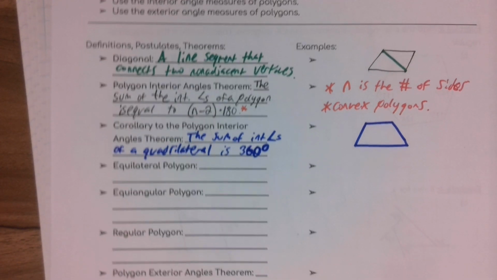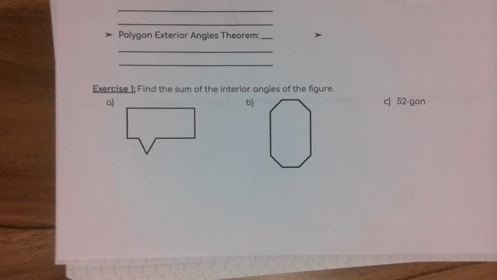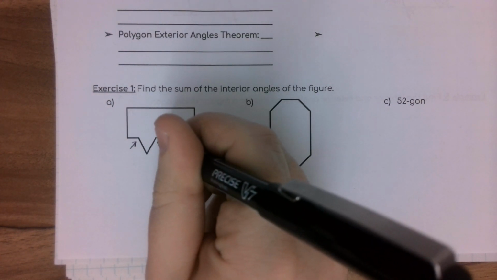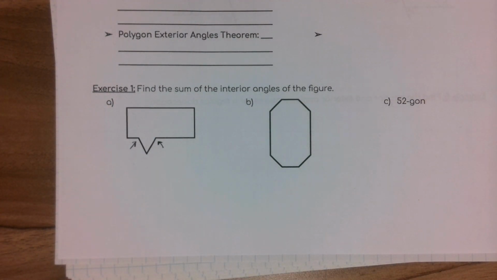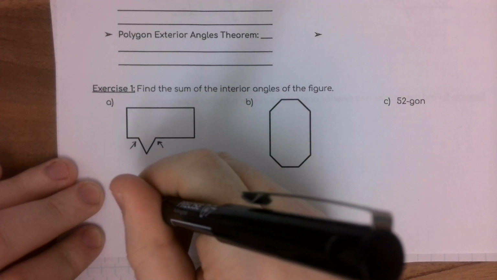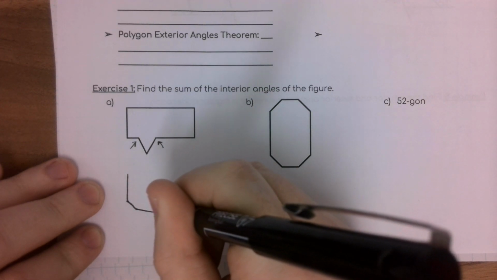Let's take a look at exercise 1 and see what we can do. Find the sum of the interior angles of the figure. Now, there is an error with part A, and I wonder if we can spot why we can't find the sum of the interior angles of this figure. Well, this shape has spots that cave in like this, right? So we can't find the sum of the interior angles of this figure. That was unintentional, unfortunately. So I'm going to redraw the figure like this.